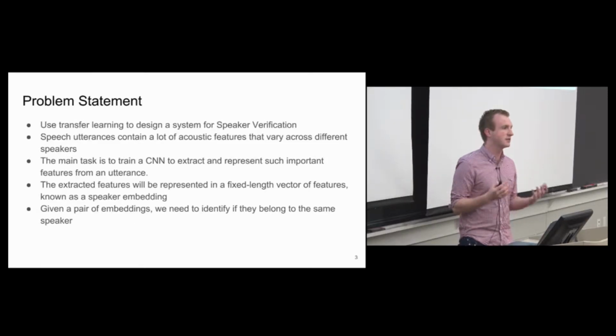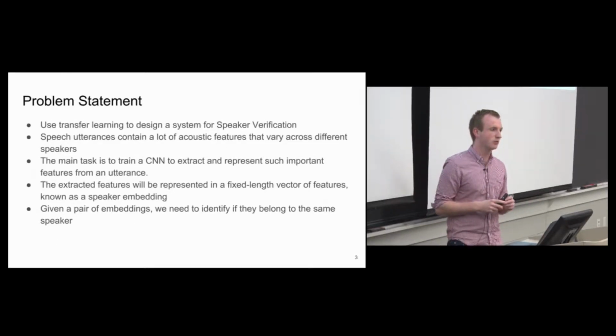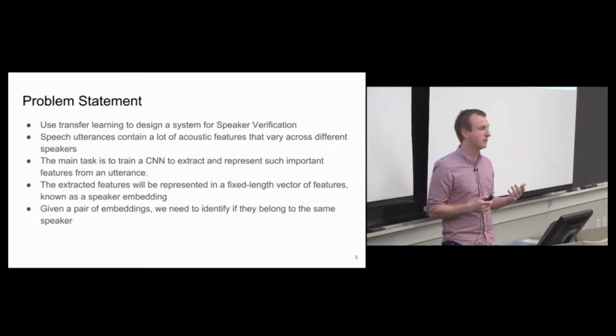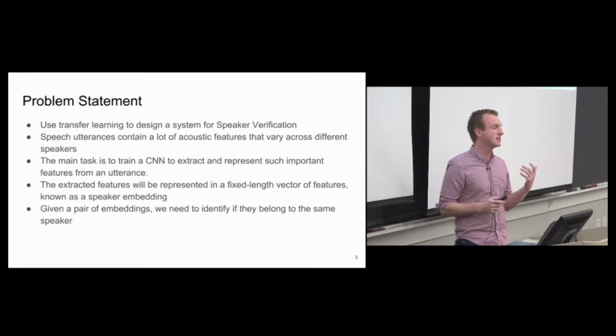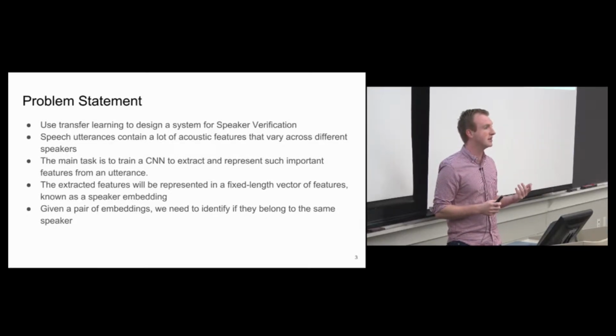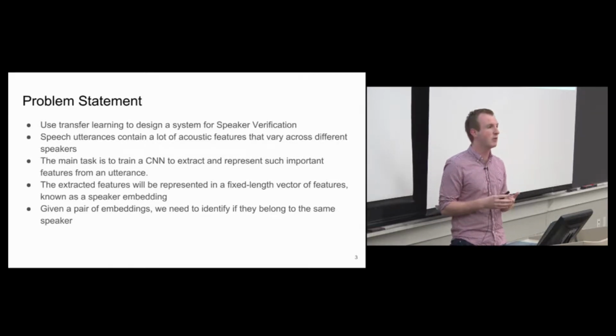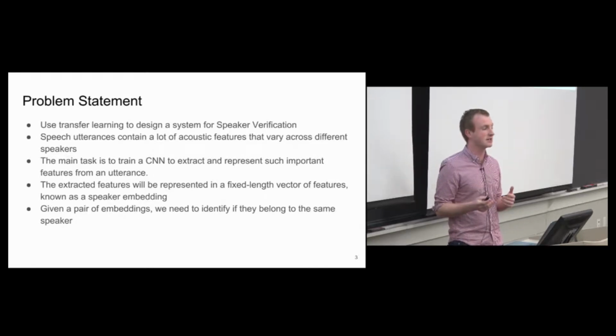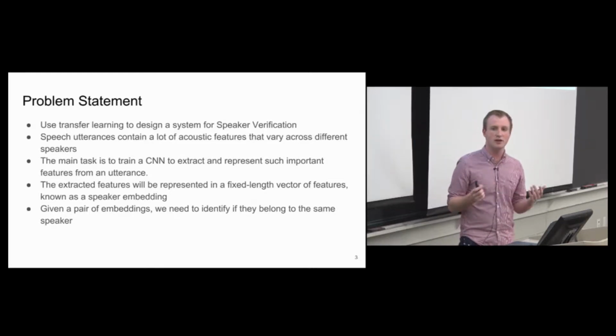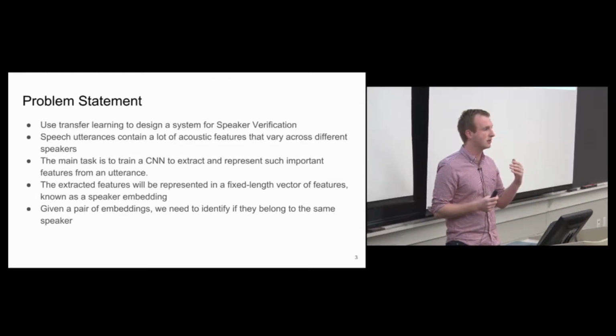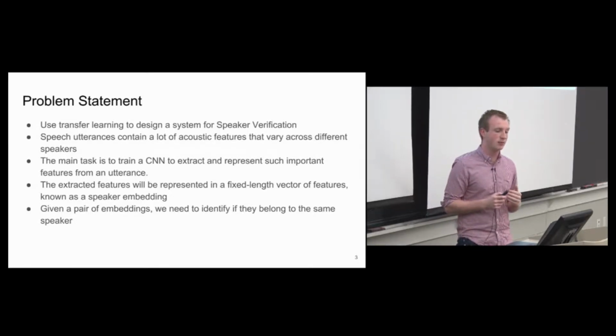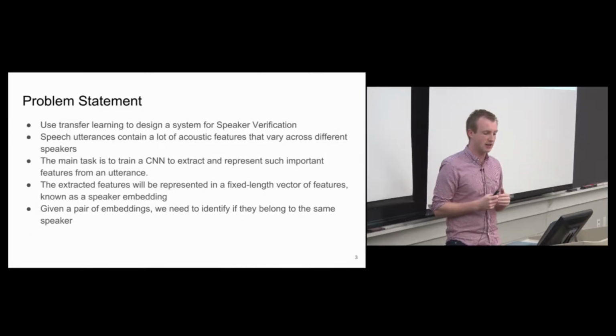All right, so let's talk about the problem statement. So really what we're doing here is we're using transfer learning initially to design a system for speaker verification. And I say transfer learning because, as you guys have probably already seen, the first task that you're going to do is implement a network for M-way classification of speakers. But this is not necessarily the task at hand. So what we're really trying to do is train a convolutional neural network to extract and learn features that are useful for speaker verification, which itself is distinct from identification.